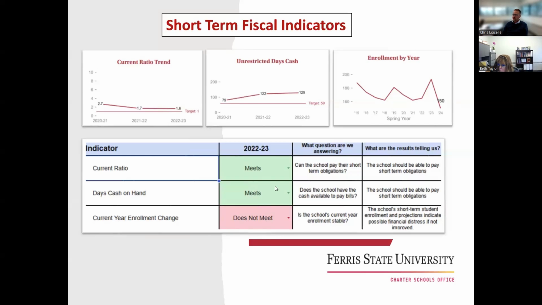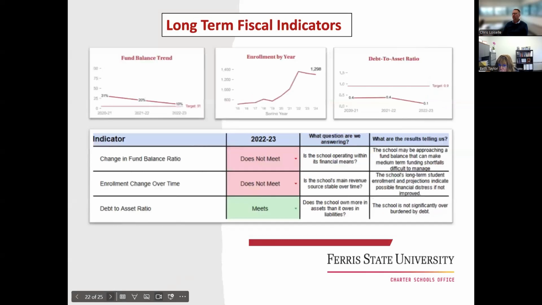When that happens, we identify that KPIs do not meet. We also have long-term fiscal indicators. The first and foremost, and probably most important, and I know you're all aware of this, is fund balance trend. Number one, it's got to reach the minimum target of 5%. If your fund balance declines below 5%, you need a financial plan to improve your fund balance, and it's due to the state of Michigan. And that's also a minimum that we have as well.